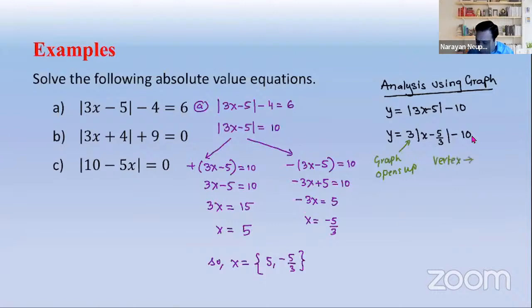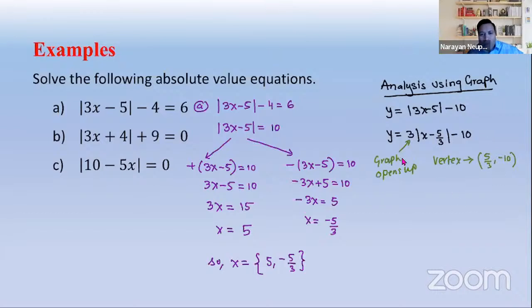The vertex will be, when you write the vertex, listen here carefully. When you write the vertex, what you have to do is change the sign of this quantity. Here is negative 5 over 3. So when you change the sign, it will be positive 5 over 3. And then we write this number as it is, negative 10 as it is.